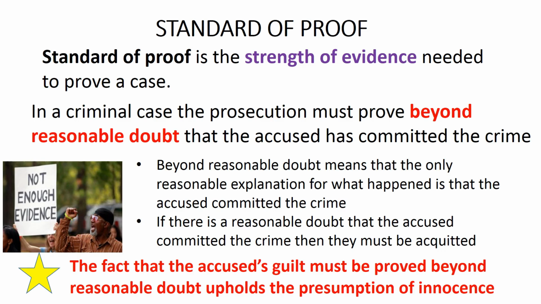Put another way, as a result of the presumption of innocence, an accused should only be found guilty of a crime if the only reasonable explanation for what happened is that the accused did actually commit the crime. And that is precisely what the standard of proof requires. For an accused to be found guilty of a crime, the prosecution must prove beyond reasonable doubt that the accused committed that crime, which means that the only reasonable explanation for what happened is that the accused committed the crime.